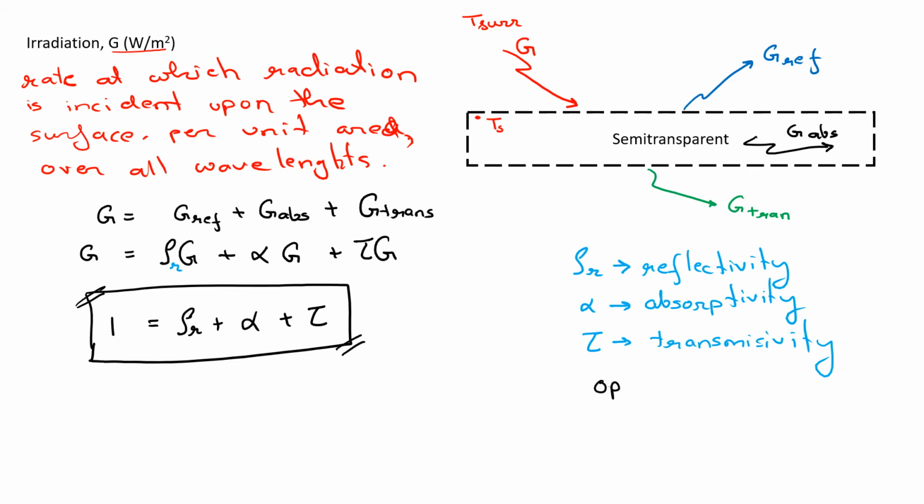So for opaque surfaces, transmissivity tau is equal to 0, and this must hold true. So if you're just given the absorptivity, you should be able to find the reflectivity of the medium easily by using this equation right here.